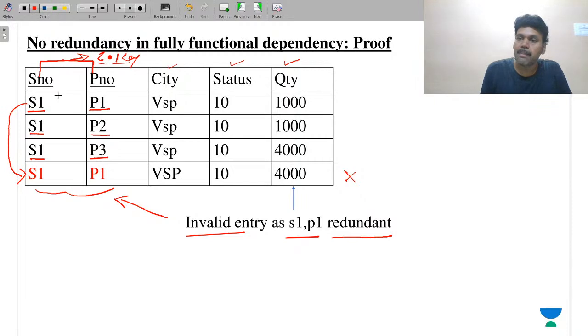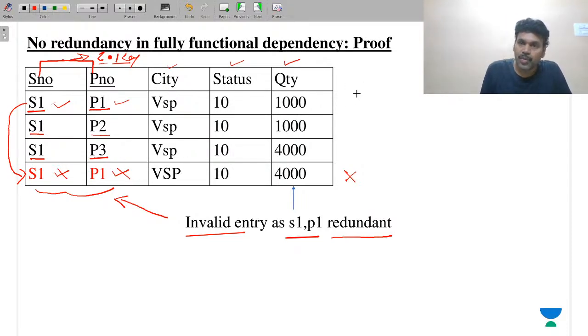When it is a combined candidate key, then what will happen? You cannot have duplication on the same attributes. So here a two column candidate key is there. S1 P1 is already there as a tuple, so you cannot give S1 and P1 once again. Therefore, you can control redundancy in that. That's it, friends. So you will understand that 100% fully functional dependency is free from redundancy.